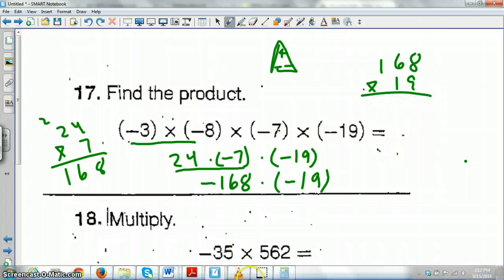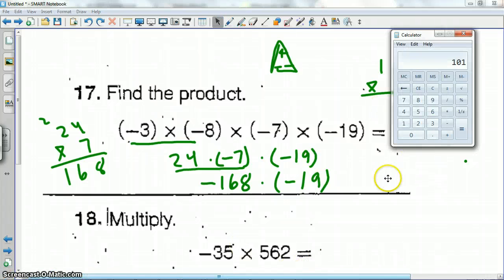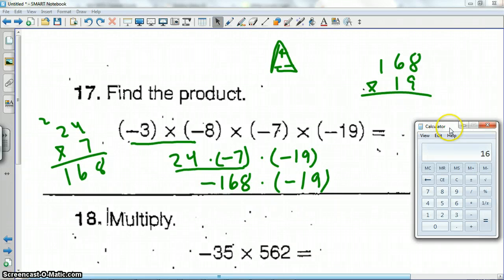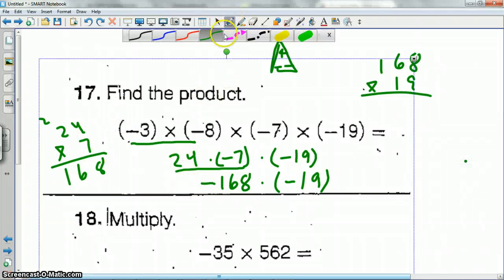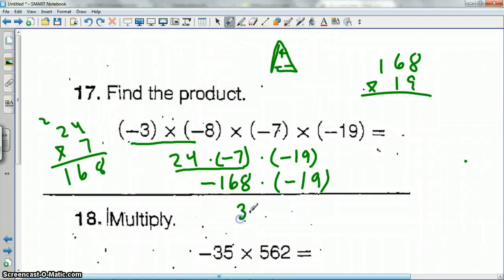And since that would take a second, let's go ahead and just finish it here. Hopefully you did this on your own before and you're just checking anyways. 168 times 19, 3,192. And if you got something different when you multiplied it on your own, that may be something that you write down to make a note of that you need to ask about, or go on Edmodo and say, how did that work out? And then I can do it for you.